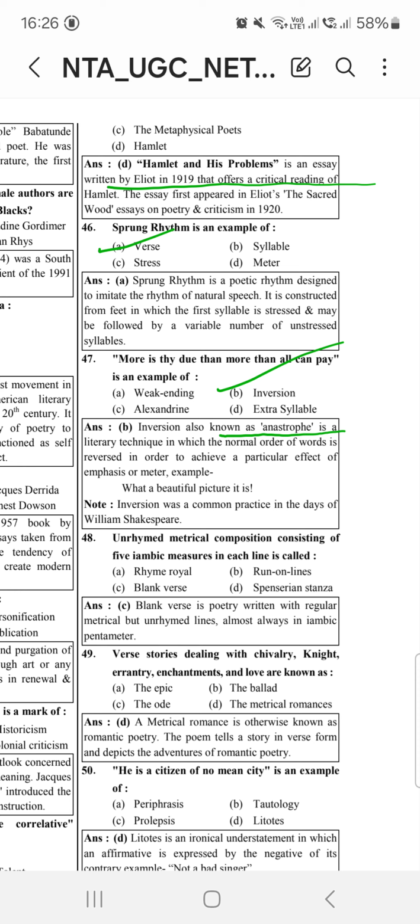Question 48. Unrhymed metrical composition consisting of five iambic measures in each line is called blank verse. Question 49. Verse stories dealing with chivalry, knight errantry, enchantments, and love are known as metrical romance. Question 50. "He is a citizen of no mean city" is an example of litotes, an ironical understatement in which an affirmative is expressed by the negative of its contrary.